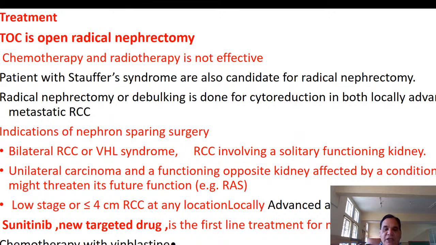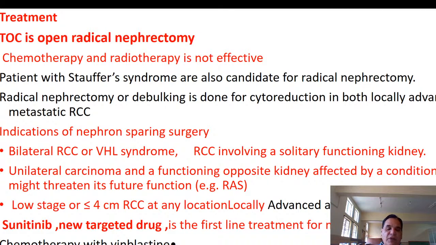What we are doing these days, if the tumor is less than 4 centimeter, is called nephron sparing surgery, where there is involvement of a solitary functioning kidney. Remember, an unfortunate patient having a single kidney who has developed malignancy. So here maximum nephrons have to be spared. Also unilateral carcinoma with a functioning opposite kidney affected by a condition that might threaten future function. Low stage or less than 4 centimeter.